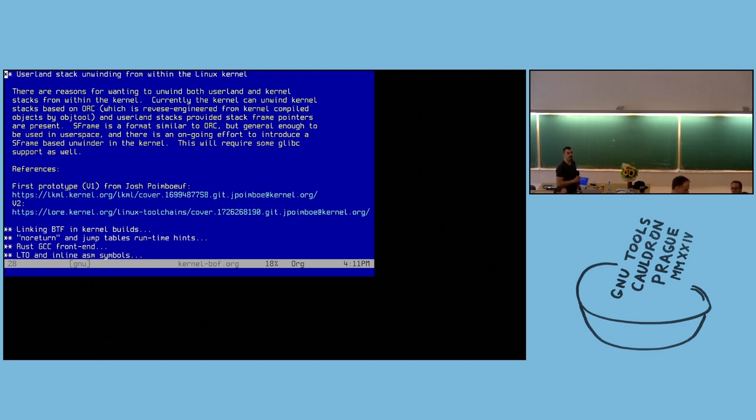I'm not really familiar with the problem domain, but why would we need to unwind both user land and kernel stacks? Is it for some processes that are owned by the kernel, or for arbitrary processes? No, this is for profiling. So you get to profile the entire system, see where things are slow. We're doing this on Chromebooks.